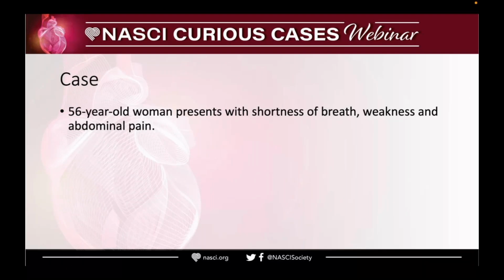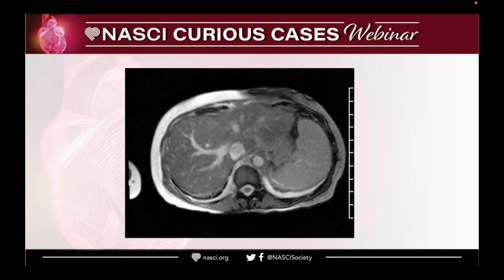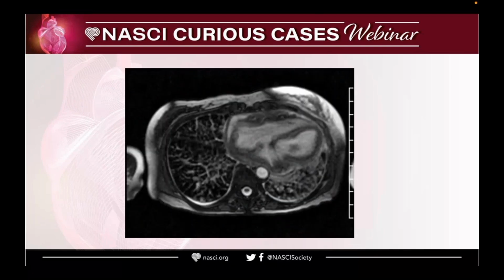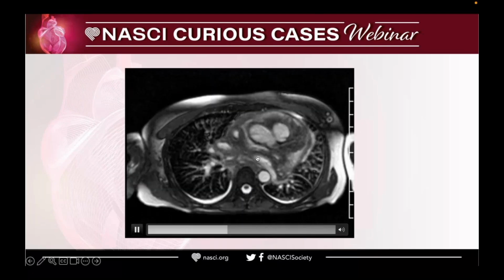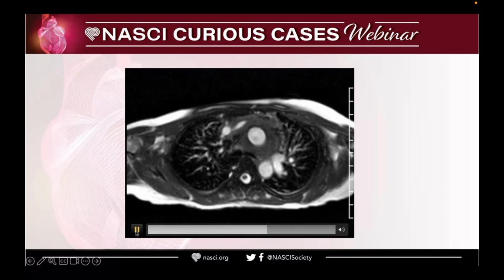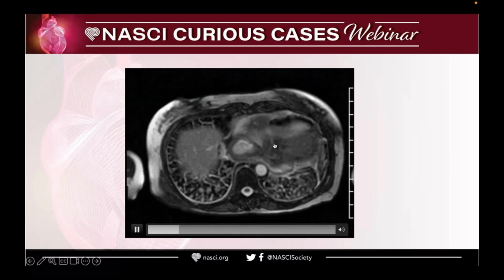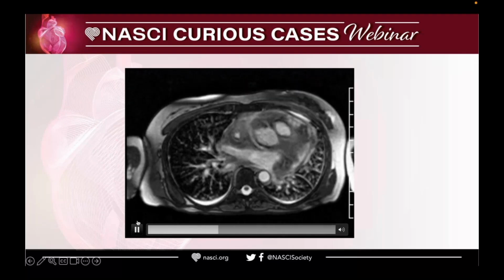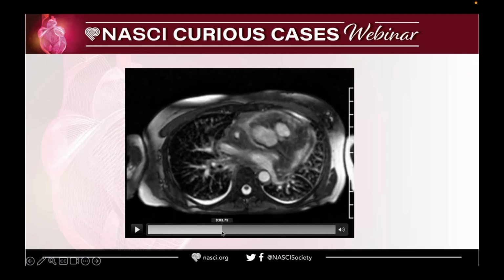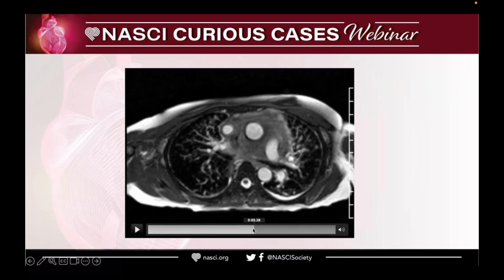Okay. This patient, a 56-year-old woman, presents with shortness of breath, weakness, and abdominal pain. These were the true FISP images from the scan itself, the initial images they acquire before they plan for the heart. When I stop the images over here, you can start to see some abnormality affecting the heart.